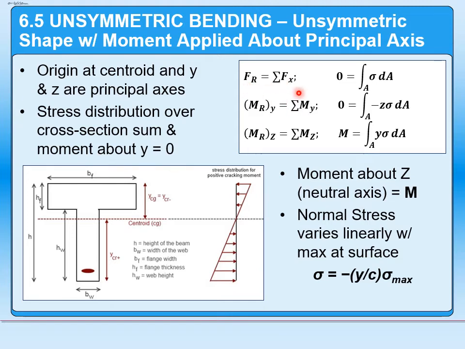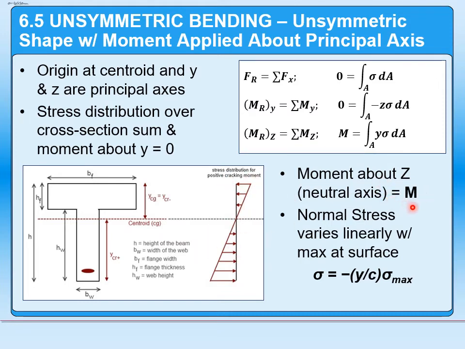These are shown by the following sets of equations over here, where our resultant force is going to be the sum of the force in the x direction. That summed over the entire area is going to be equal to 0. We also have the sum of the moments about y. That's going to sum to be equal to 0. And then, of course, the sum of the moments about z is actually going to be our bending moment M, right? So there's our moment about z. Z is our neutral axis right here, right? And of course, it's going to have a negative force up here, positive force down here.